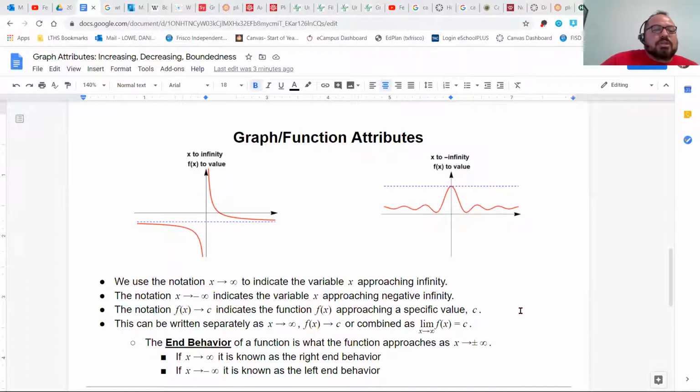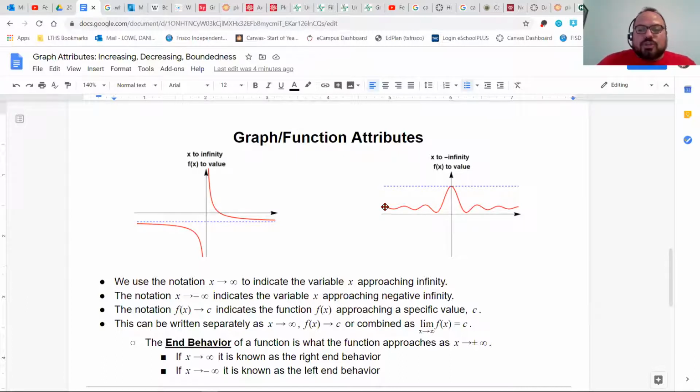In either case, these are known as the end behaviors of a function. Those end behaviors are what the function approaches as x goes towards positive or negative infinity. So what does that mean for us? Well, if x is approaching infinity, it is known as a right-hand behavior. Why? Because we're going to the right side of the function. If x is approaching negative infinity, it's known as the left-hand behavior. Why is that? Well, we go to the left side of the function and we're saying, where's the function going when I'm over there on the left side?